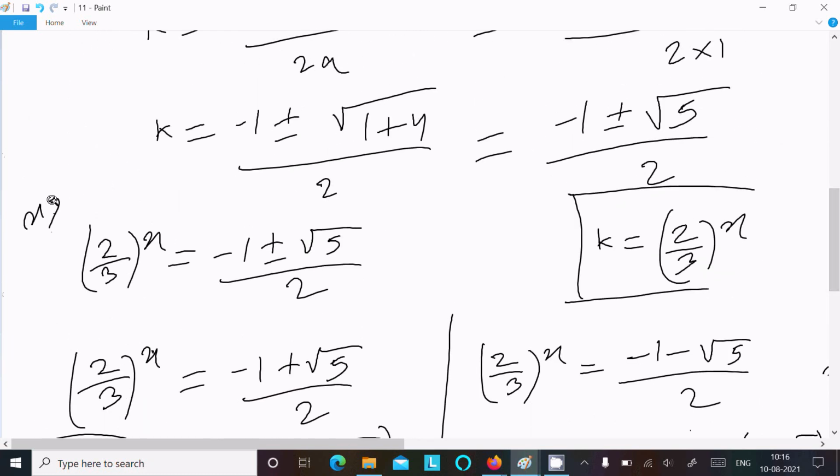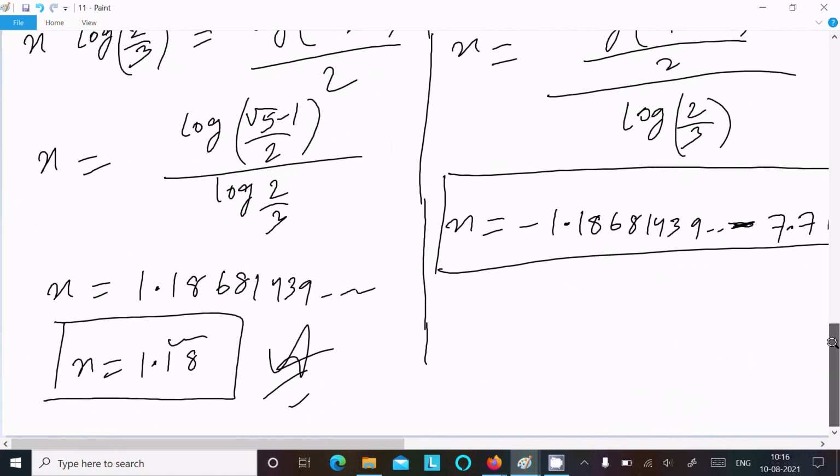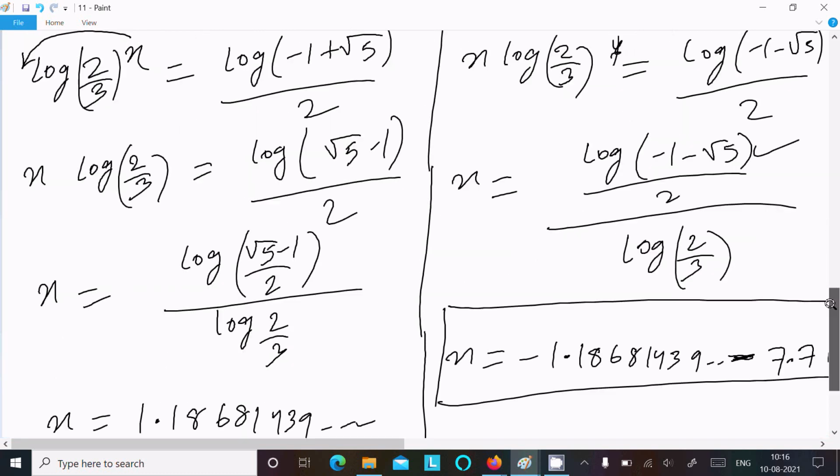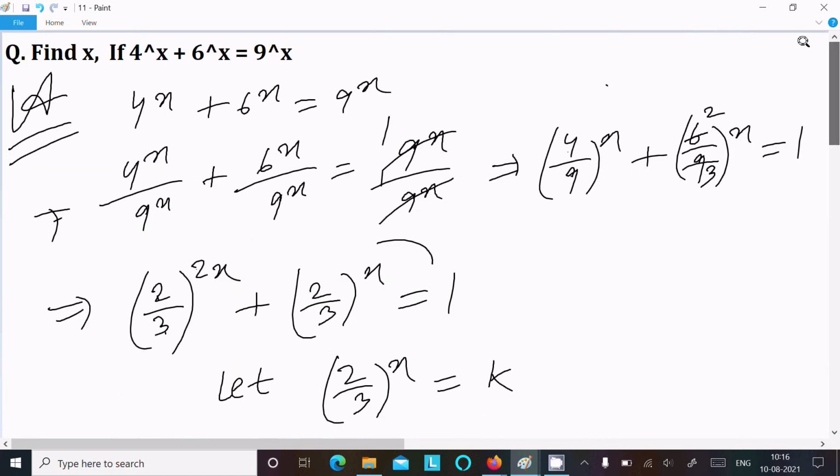So when x is greater than 0, or x is real, then you should take this one. So you can say the answer is x equal to 1.8. Write the answer x equal to 1.8. Now this time I divide here with 9 power x.